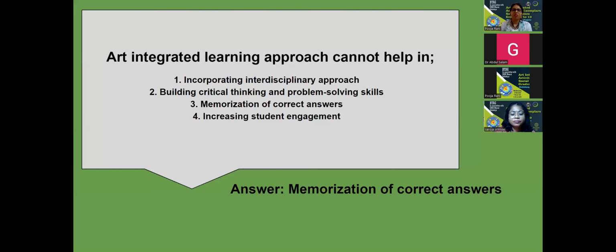So let's see. The art integration approach cannot help in memorizing the topic, or memorization should not be there in the art integrated learning approach, because we are asking students for engagement, to do the research work, do the project, right? It is a problem solving approach for them. They are going to develop critical thinking, and they can incorporate things with the interdisciplinary approach. Even they can relate the topics with their day-to-day life also.